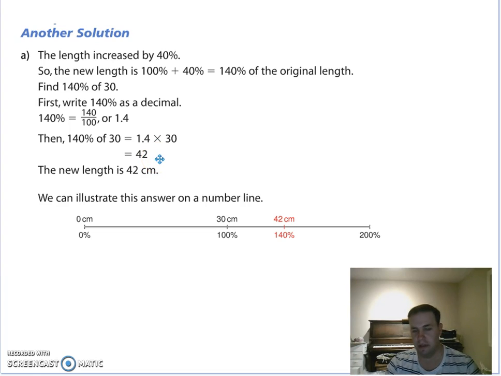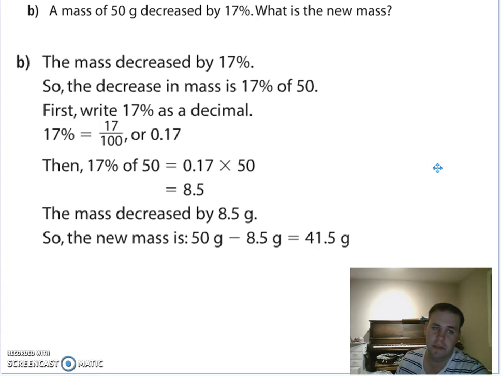Okay, so it's a little bit quicker, but you have to be able to understand that you're increasing, so therefore we are adding 100% and the 40% to get 140%. That is key to success with these type of problems. Your next problem is going to say a mass of 50 grams is decreased by 17%. Now we need to know what is the new mass.